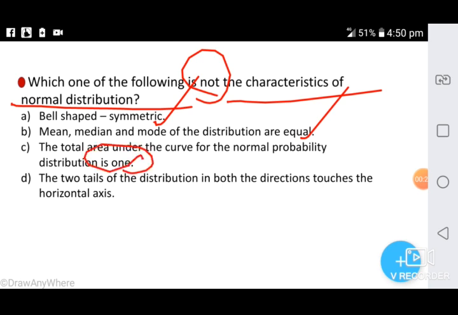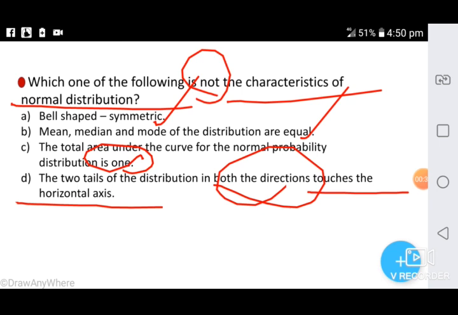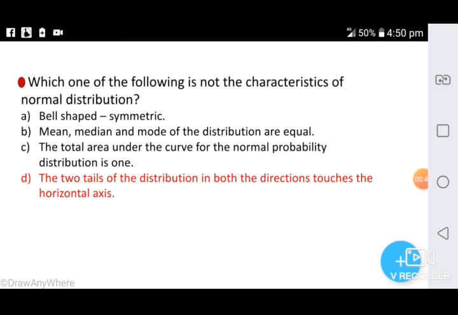Then the last one, the two tails of the distribution in both directions touch the horizontal axis. Okay, this one is wrong. The two tails of the distribution in both directions never touch the horizontal axis. So option D is the correct answer.